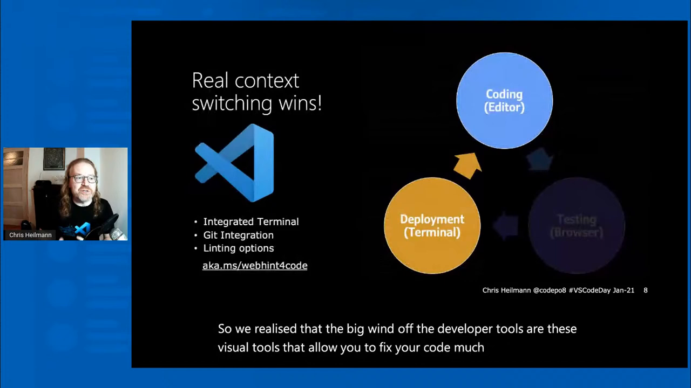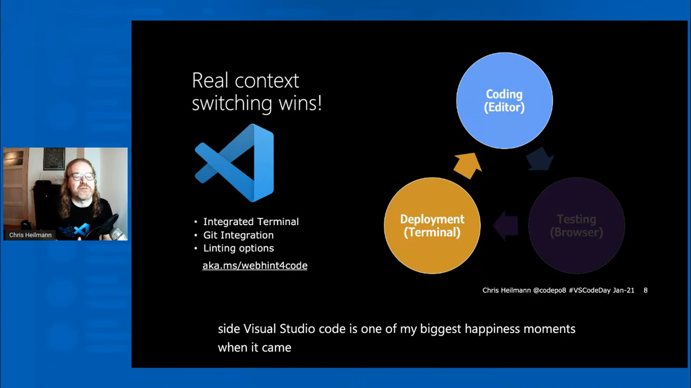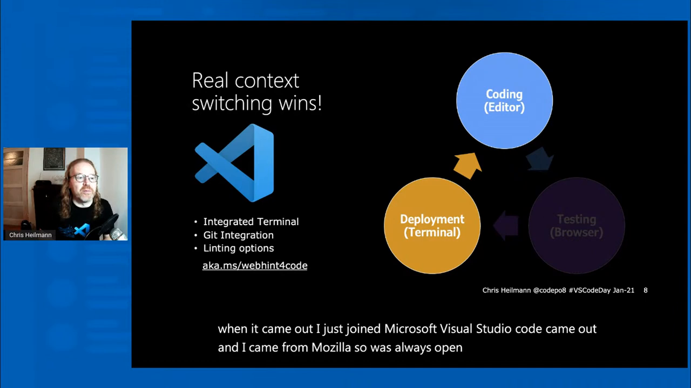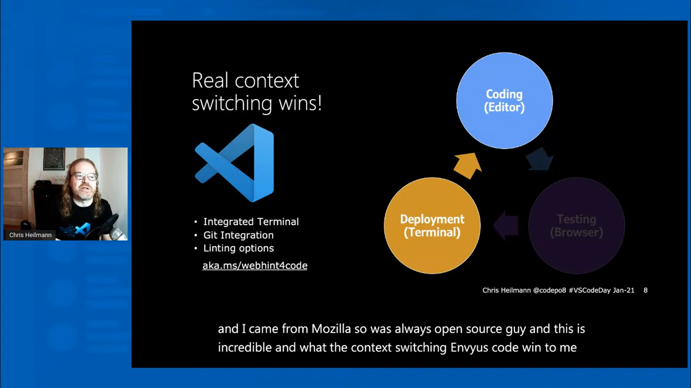On the editor side, Visual Studio Code is one of my biggest happiness moments when it came out. I just joined Microsoft when Visual Studio Code came out, and I came from Mozilla, so I was all this open source guy, and I'm like, this is incredible. And what the context switching in VS Code win is to me is that it has this integrated terminal and the Git integration and also linting options.